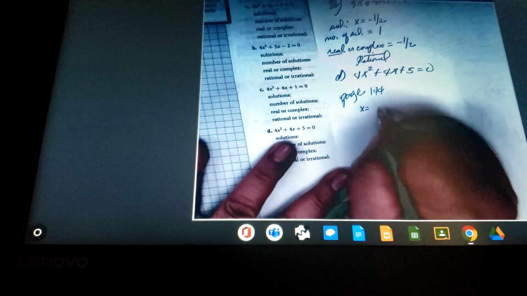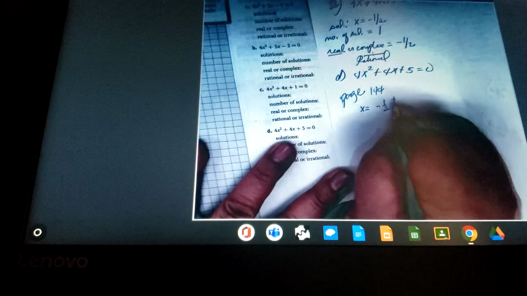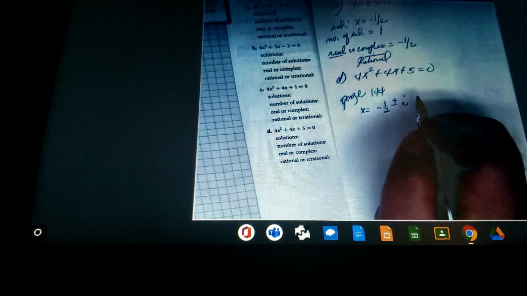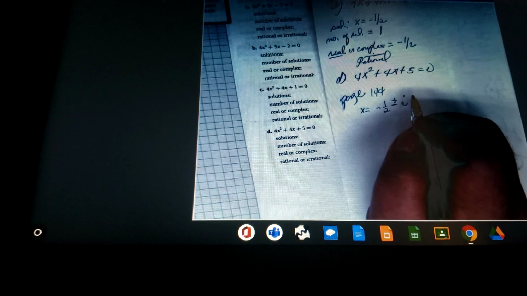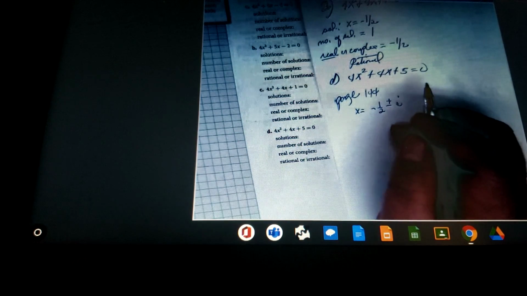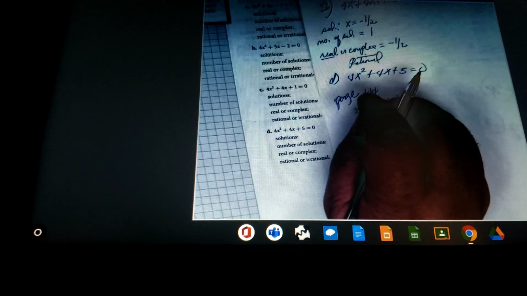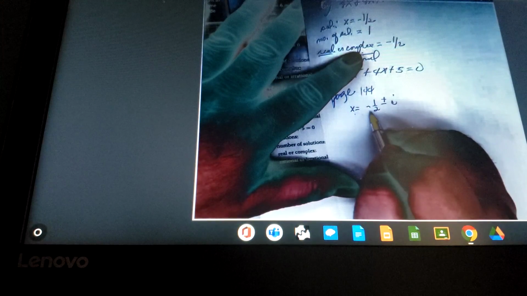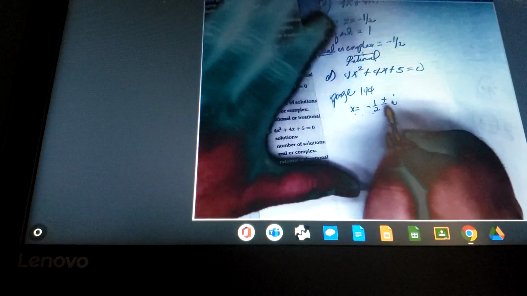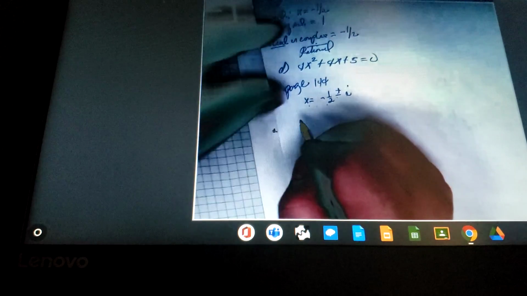Negative 1/2 plus minus i. That is the value of x. x is equal to negative 1/2 plus minus i. How did we get that, class? Do you know how we got that?